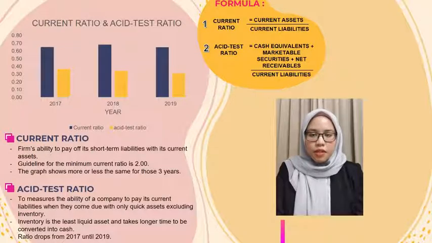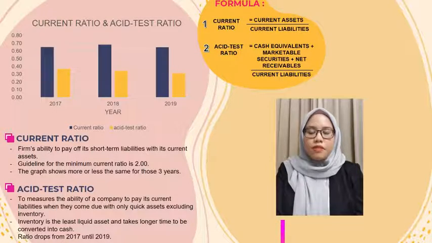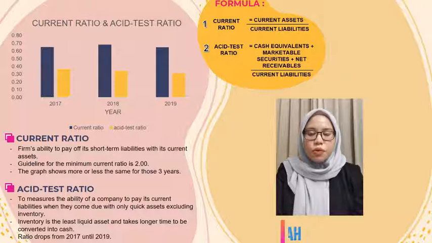Okay, next I will continue with liquidity ratio. The first one is current ratio. Current ratio measures the firm's ability to pay off its short-term obligation with its current assets. The minimum guideline of current ratio is 2. It shows that the current ratio for Nestle Malaysia Berhad was more or less the same for those 3 years, with 0.65 in 2017, 0.68 in 2018, and in 2019 it decreased to 0.65, same as in year 2017.